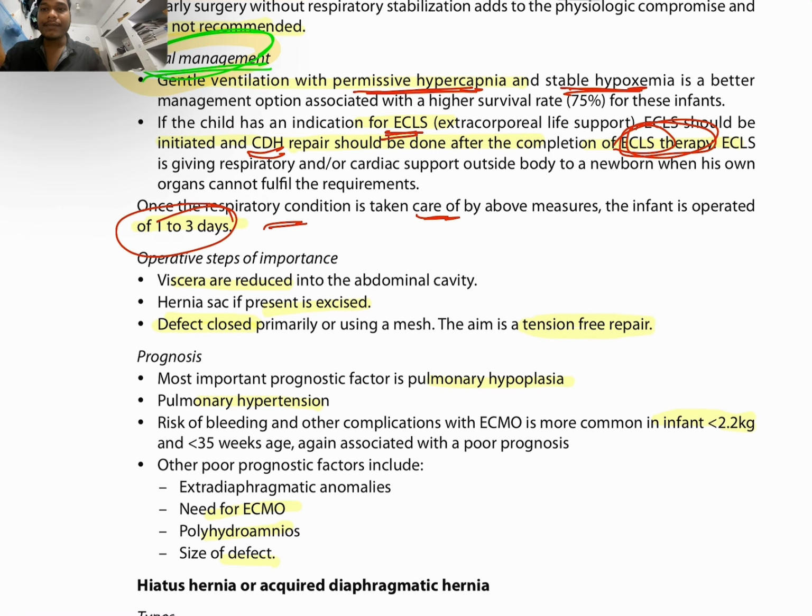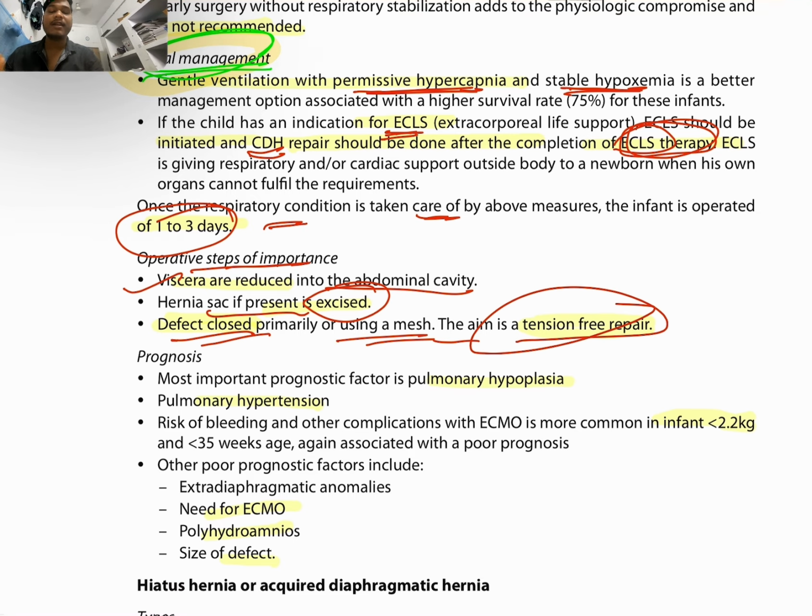Next is the operative stage, which is important. What are the operative steps? First, the viscera are reduced into the abdominal cavity, and the hernial sac, if it is large, should be excised and removed. And the defect is closed primarily or using mesh, and the aim is to be tension free. So as we do in a normal hernia, tension-free repair, the same will be done here also.